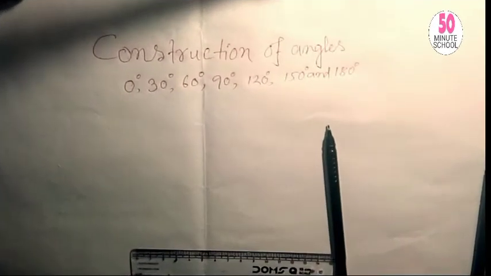Hello, my dearest student. I start a wonderful construction of angles: 0 degree, 30 degree, 60 degree, 90 degree, 120 degree, 150 degree, and 180 degree.